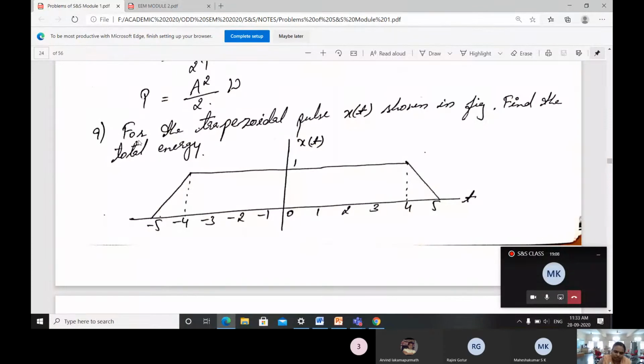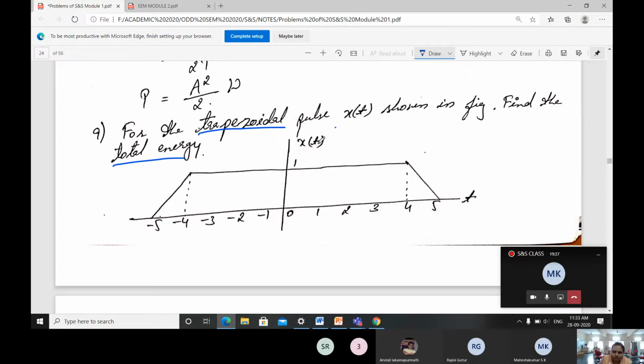The ninth problem: for the trapezoidal pulse x of t, shown in the figure, find the total energy. They are giving a trapezoidal pulse, varying from -5 to +5 with an amplitude of 1. A pulse is given for us. What we have to calculate? We have to calculate the energy.